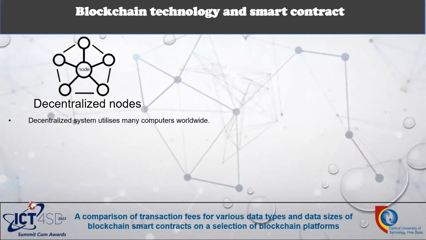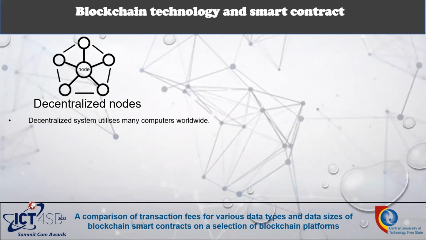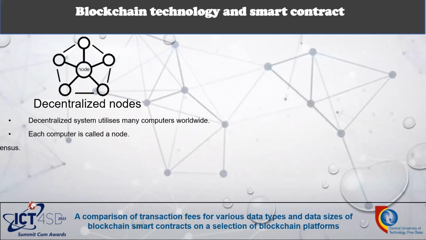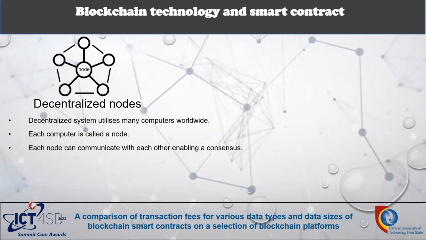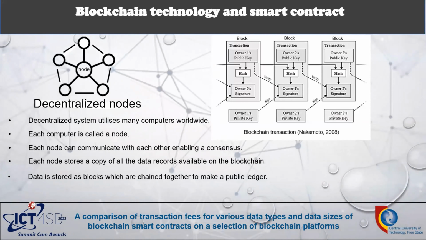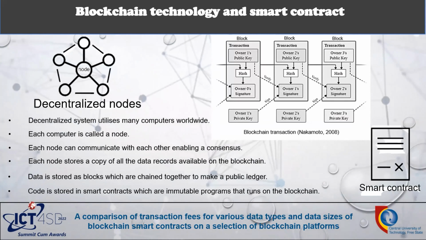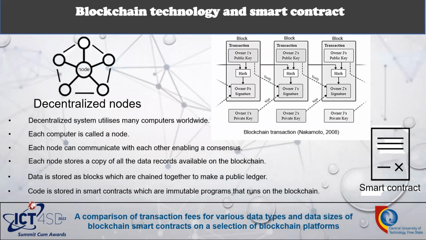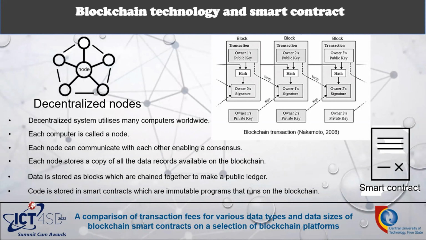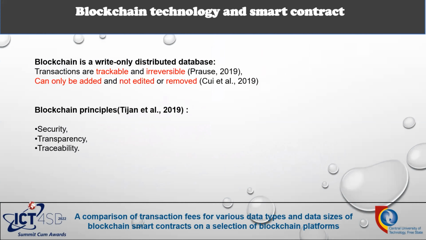So blockchain is a decentralized system utilizing many computers around the world. Each computer is called a node. Each node can communicate with each other, enabling a consensus. Each node stores a copy of all the data records available on the blockchain. Data is stored as blocks which are chained together to make a public ledger. Code is stored in smart contracts, which are immutable programs that run on the blockchain. So blockchain is a write-only distributed database, whose transactions are trackable, irreversible, and can only be added and not edited or removed. So blockchain principles are basically security, transparency, and traceability.